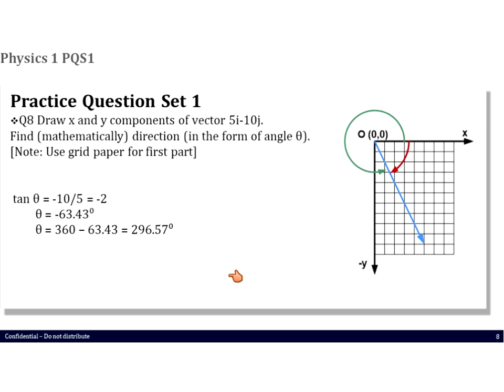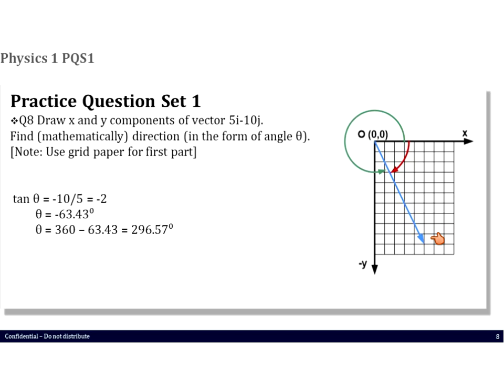Draw x and y components of vector 5i minus 10j. So 5i minus 10j means that you have to go 5 small boxes along x-axis and then 10 small boxes along negative y-axis, because j is the unit vector for y-axis and it is negative. So this is our vector over here. Now, mathematically, find the direction.